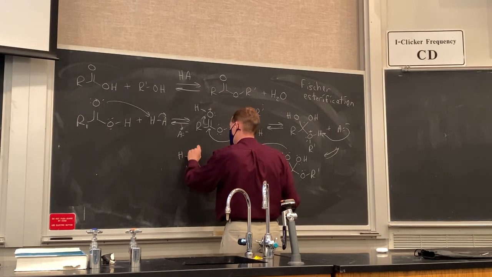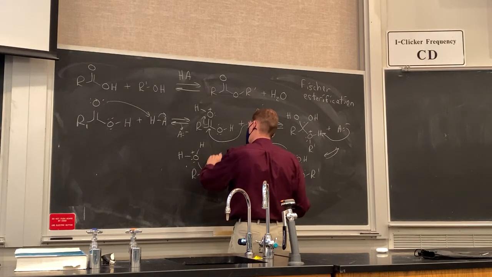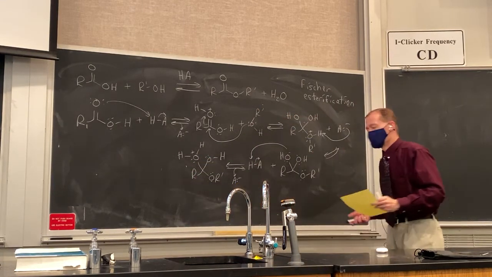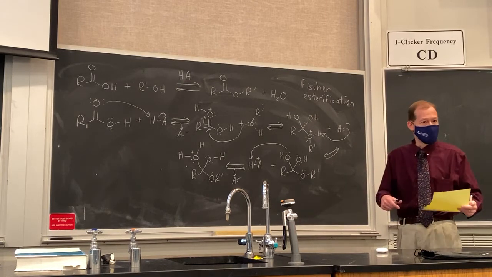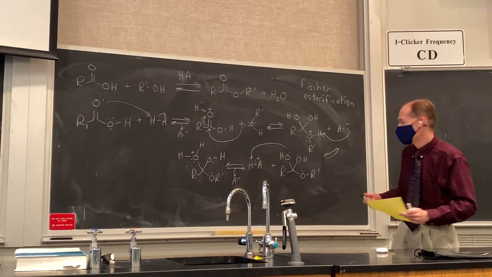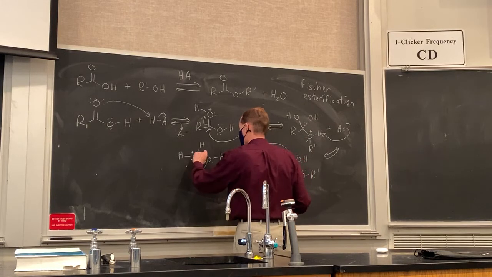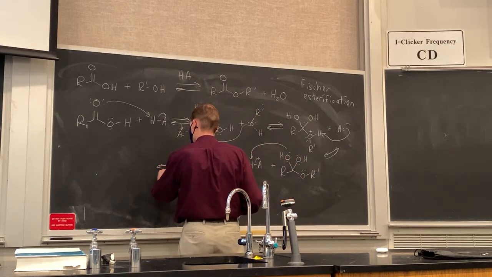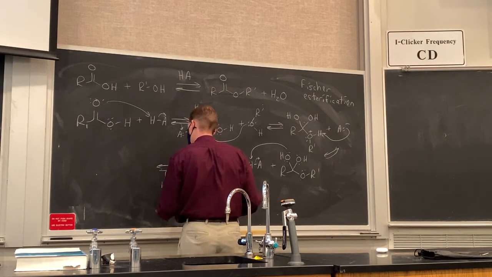So by protonating one of the OHs, we've now attached a good leaving group to that tetrahedral intermediate. Water is a good leaving group, and so we can eliminate it. Okay, so we've eliminated water.